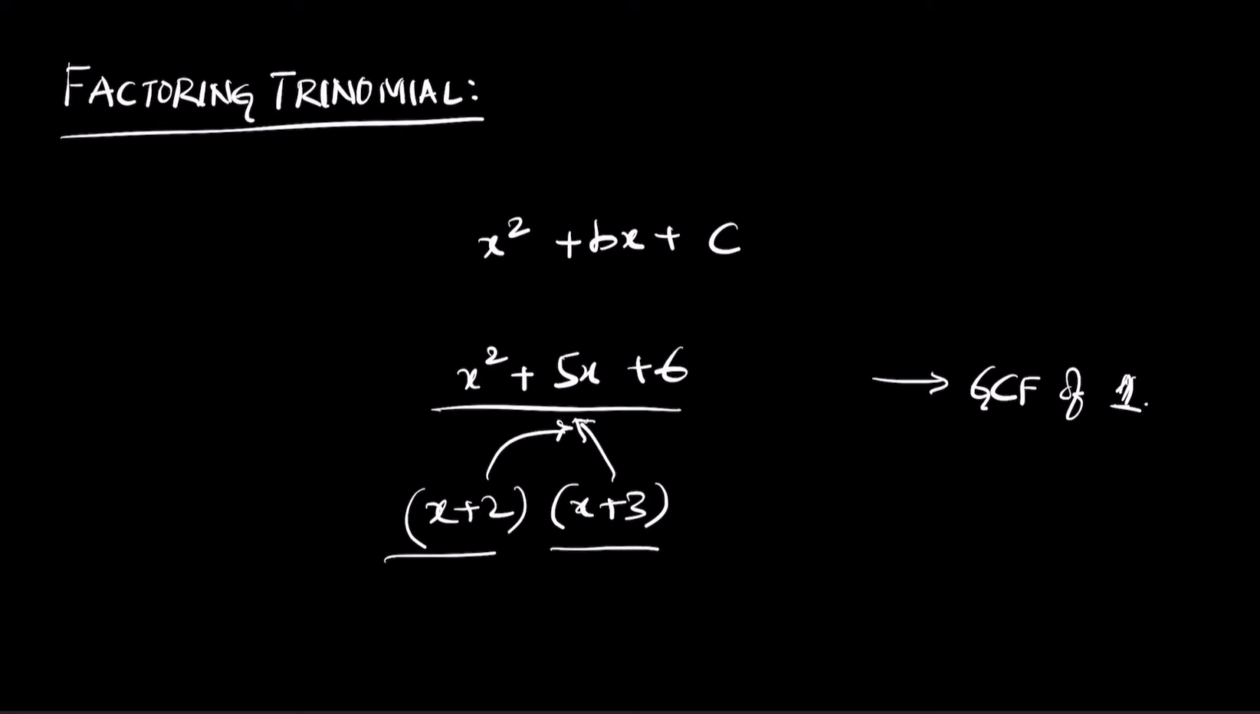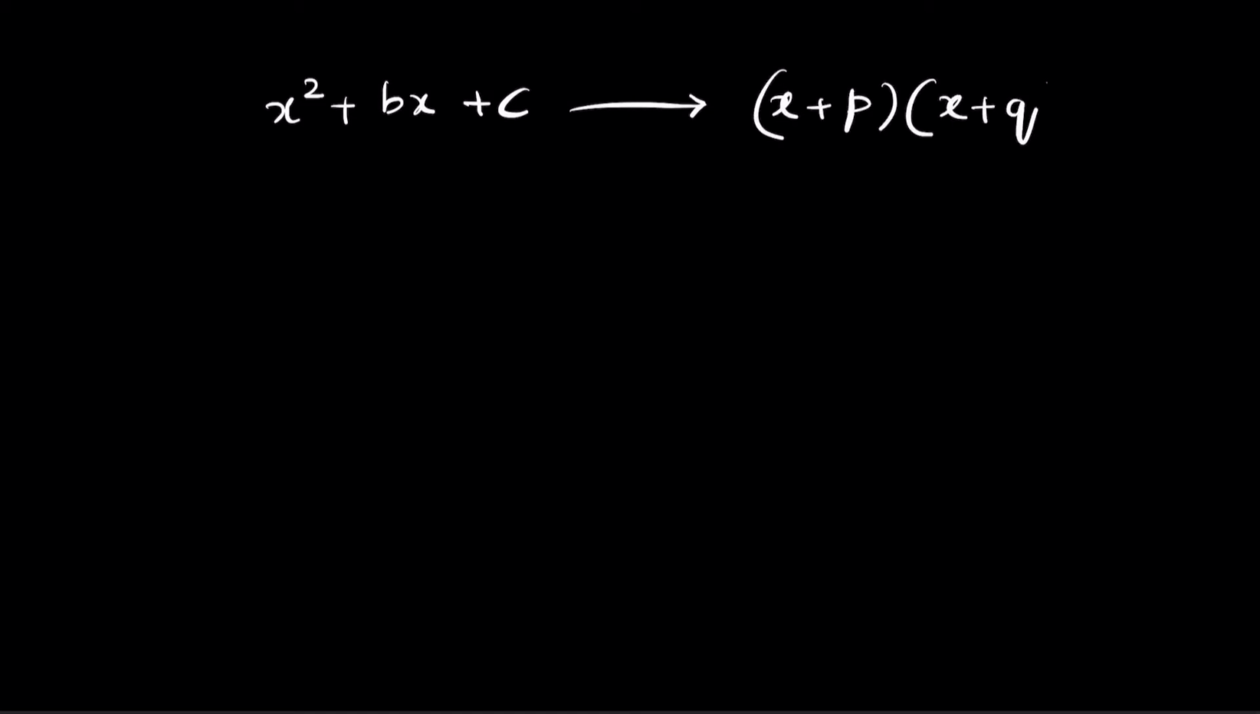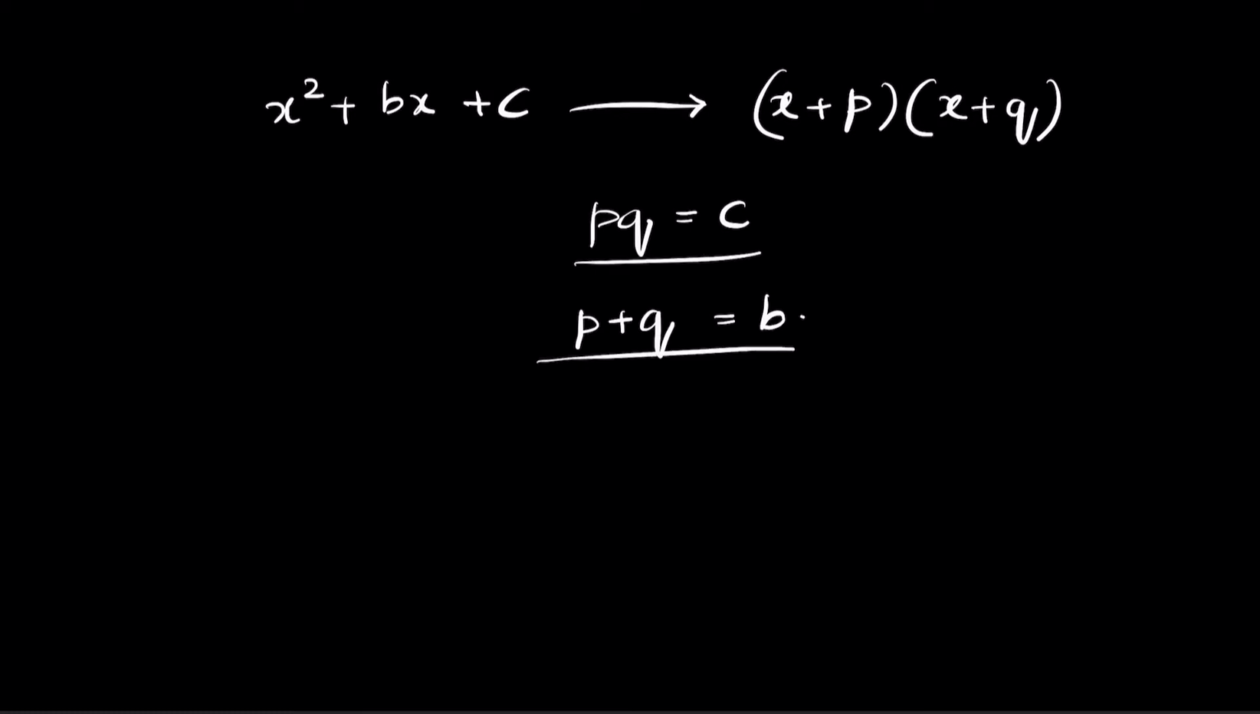So the way to factor this is what we are going to look at. The idea here is that we are going to take x square plus bx plus c and convert it into the form x plus p into x plus q, such that pq becomes equal to c and p plus q becomes equal to b. So this is the idea behind how to factor a trinomial.